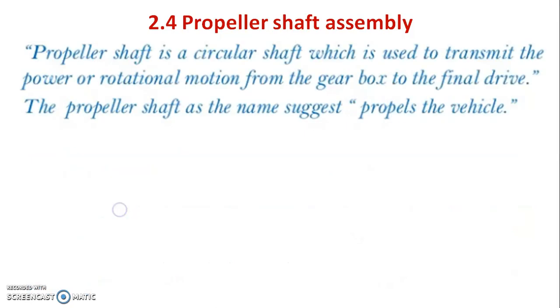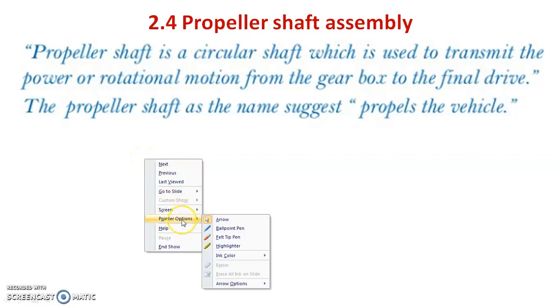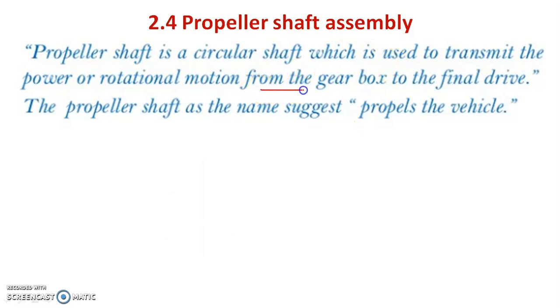What is propeller shaft? A propeller shaft is a circular shaft which is used to transmit the power or rotational motion from the gearbox to the final drive. So from the gearbox to the final drive, the power or rotational motion is transmitted.